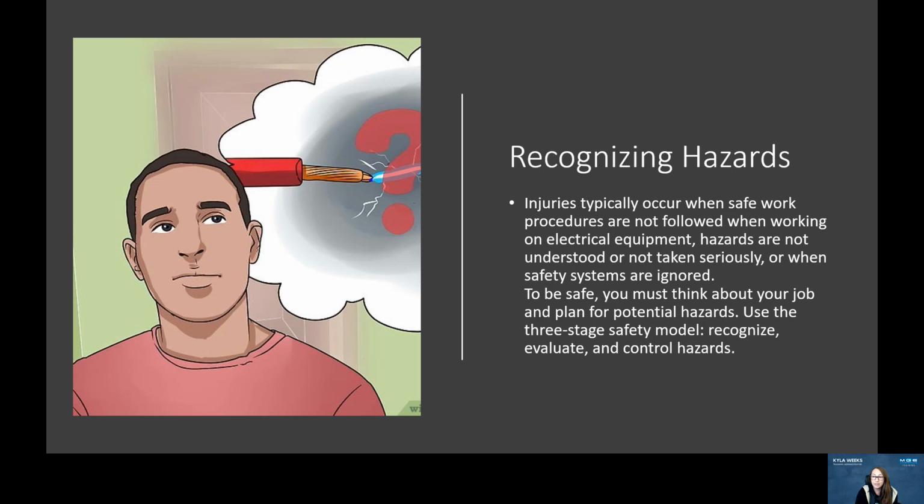Injuries typically occur when safe work procedures are not followed when working on electrical equipment, hazards are not understood or taken seriously, or when safety systems are ignored. To be safe, you must think about your job and plan for potential hazards. Use the three-stage safety model: recognize, evaluate, and control hazards.